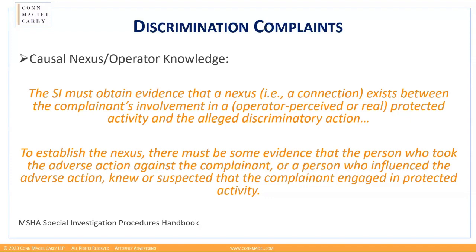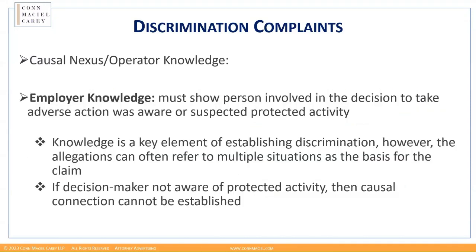There has to be some evidence that the person who took action against the complainant or influenced the adverse action knew or suspected that the complainant engaged in that protected activity. And so that comes down to operator knowledge. So, if someone got fired and claims protected activity, and the decision to fire them or lay them off was made by someone four states away in headquarters and had nothing to do with anything they did on site, there's no causal nexus between the two.